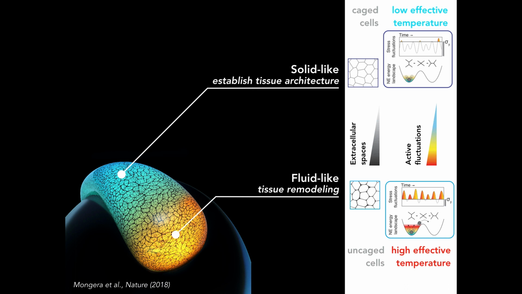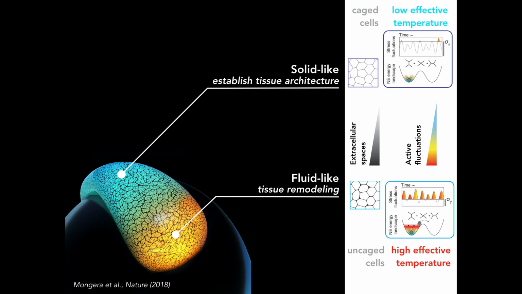And as the cells progress into the PSM, they close down the spaces between them, so it's much more difficult for them to rearrange, and these force fluctuations cannot induce rearrangements, and the tissue becomes a solid. Then essentially, this solid-like state of the tissue establishes the tissue architecture. It fixes it, it gives mechanical integrity to the tissue.